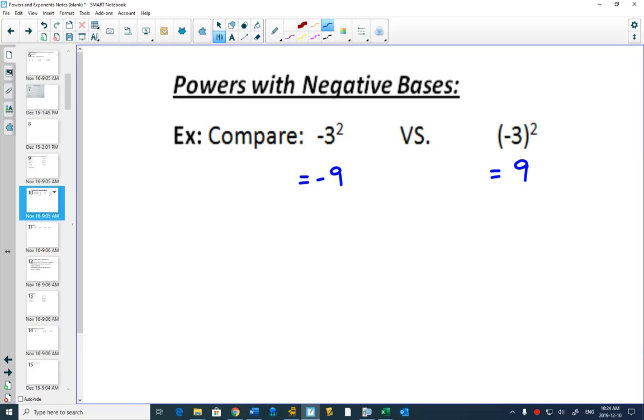Now the reason is BEDMAS and the definition of what a power is. What's the base? What's the exponent? So when you have -3 squared, do we have a power? Yes. What is the base of that power? In fact, I'm going to put that power in a yellow box. There's the power.